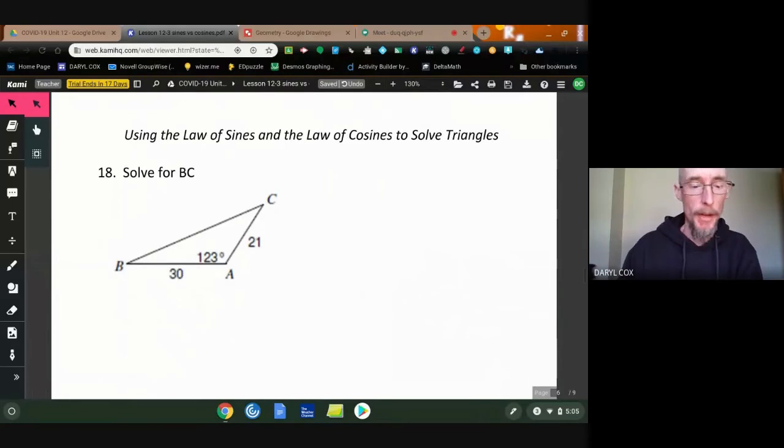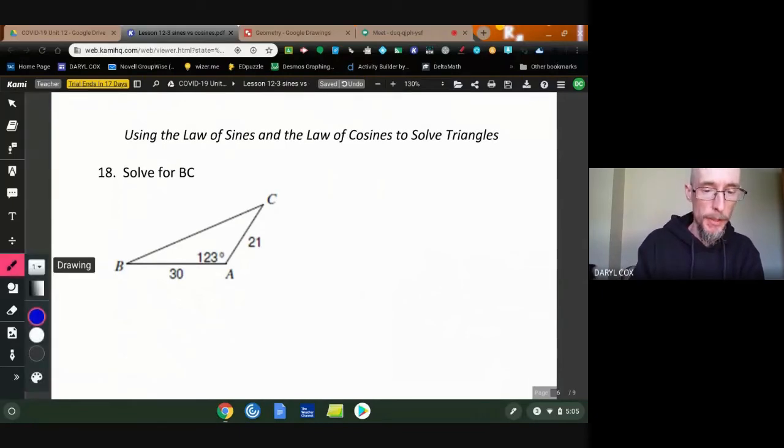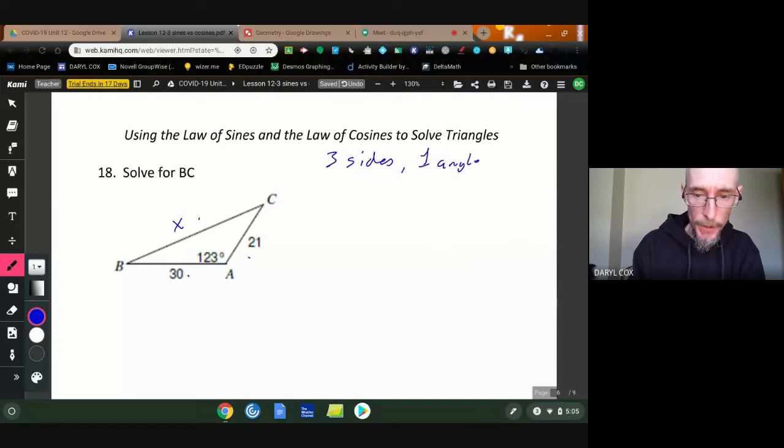So look at this one. I'm solving for BC. Which law are you going to use? So I start my counting. I see I have actually 1, 2, 3 sides and 1 angle. So that looks like the law of cosines.